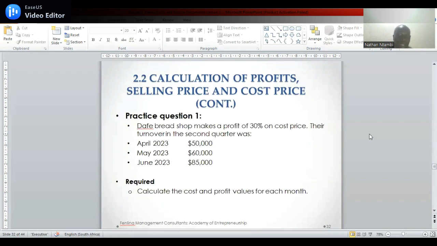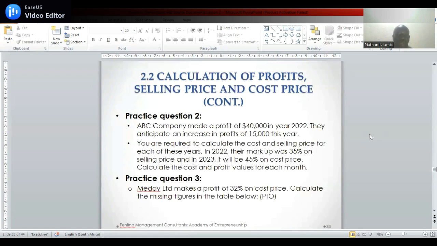Those are the examples. Now you are required to do practice questions during your free time. The first one says, the Fair Bread shop makes a profit of 30% on cost price. Their turnover in the second quarter was April 2023, 50,000, May 2023, 60,000, June 2023, 85,000. Required, calculate the cost and profit values for each month using the information that you saw in the examples.